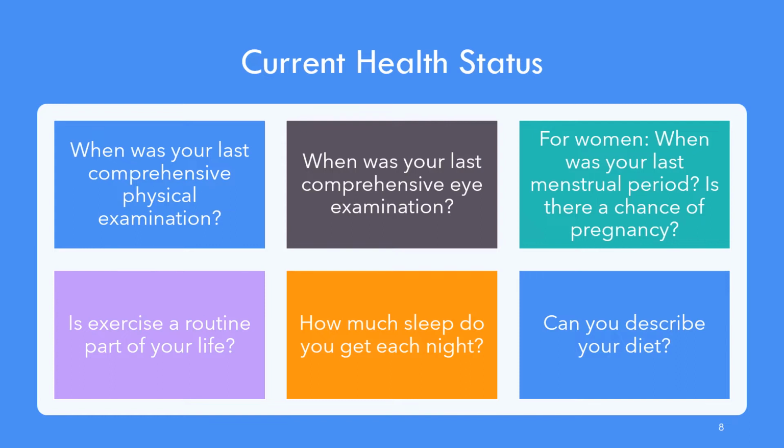When was their last comprehensive physical examination? When was their last comprehensive eye examination? Is exercise a routine part of their life? How much sleep do they get each night? Could they describe their average diet? And for female patients, when was your last menstrual period? And is there a chance of pregnancy?